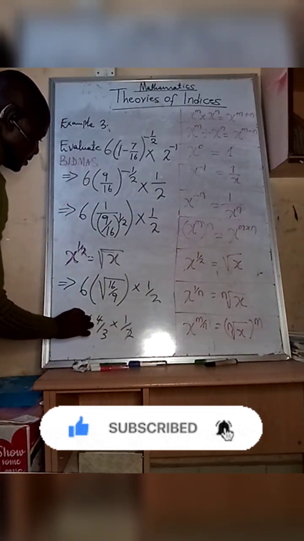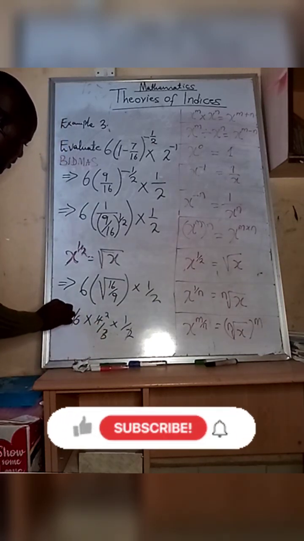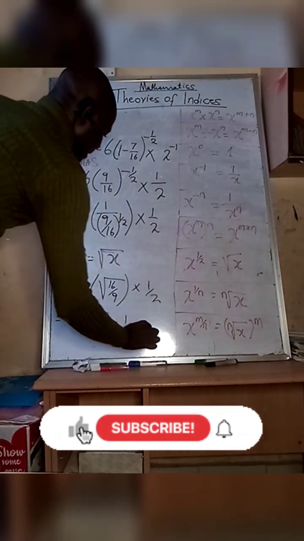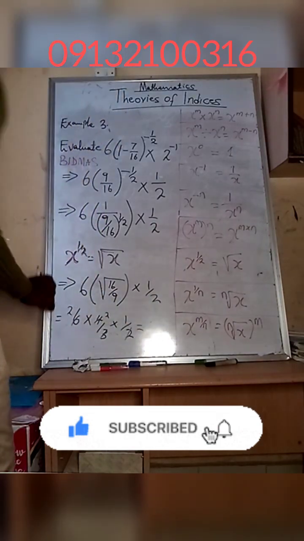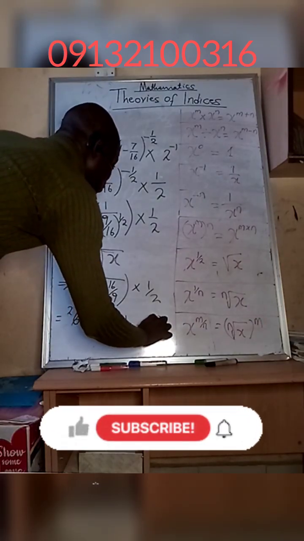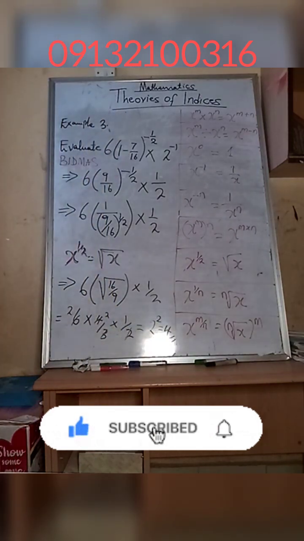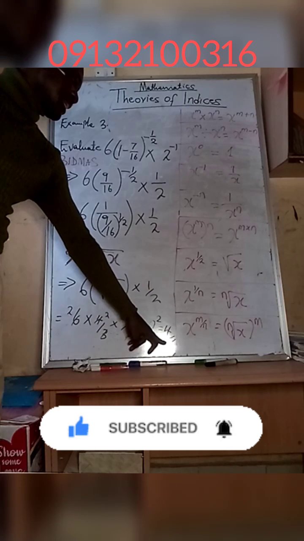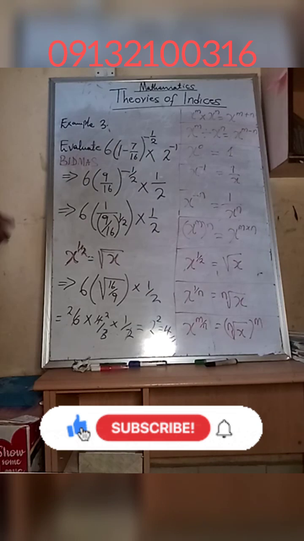So this reduces this to 2. This reduces this also to 2. So I now have 2 times 2. But because it's an indices problem, I can decide to write it as 2 raised to power 2. I'll still equate it to 4 just in case the examiner wants me to. And the fact that I am told to evaluate means this is the numerical value of all these gigantic expressions. So this is one of the applications.